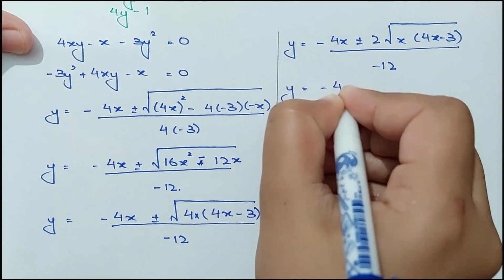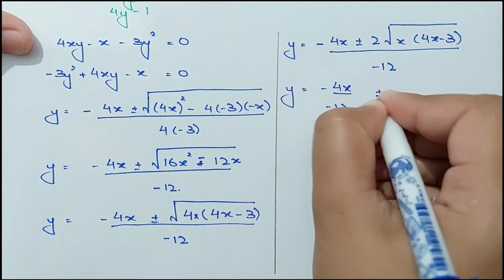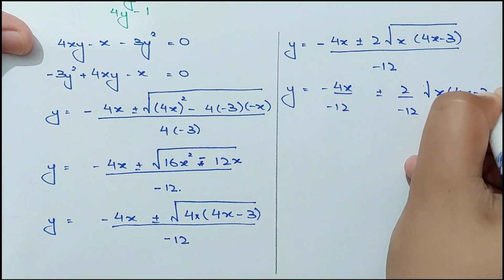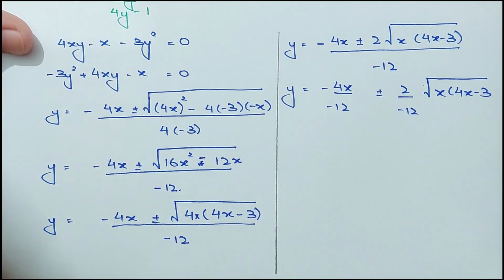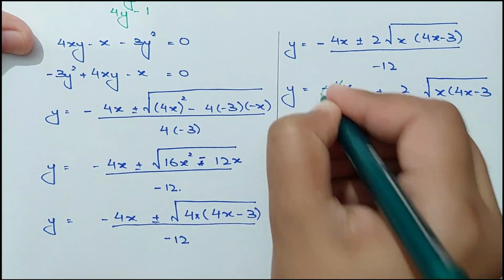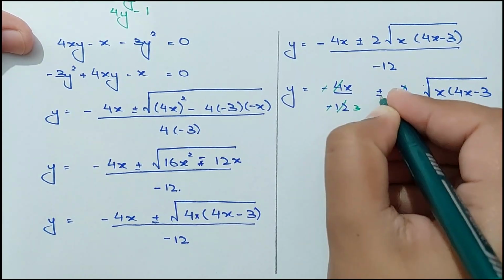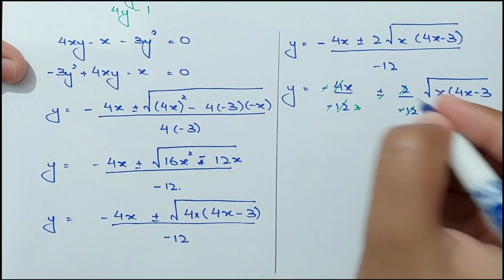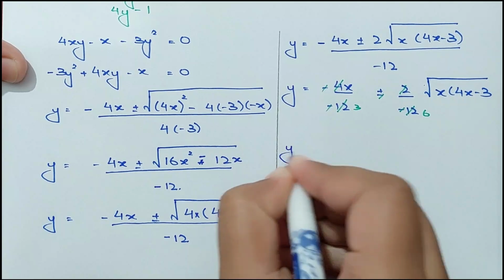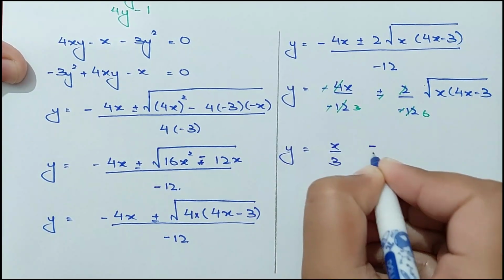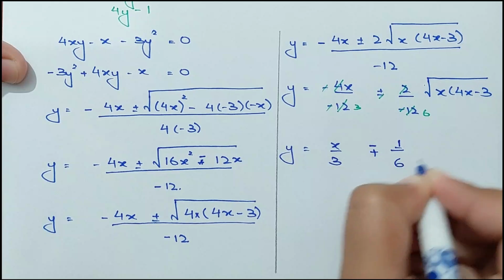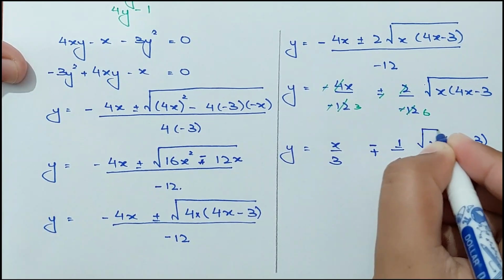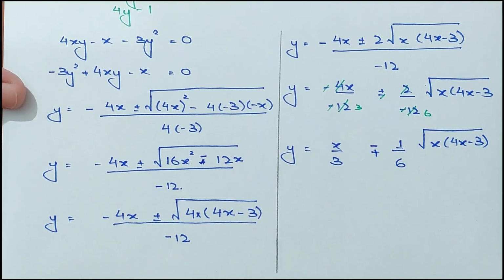So y equals minus 4x over minus 12 and plus or minus 2 over minus 12 into root x into 4x minus 3. Okay, now 4 times 3 is 12 and the negative is cancelled with the negative. 2 times 6 is 12, and the negative is cancelled with the negative. So negative by positive: the negative is not cancelled over here, it is multiplying. So y would be equal to x over 3, and this minus plus changes to 1 over 6 into root x into 4x minus 3. Okay, sorry, I made a mistake over here.